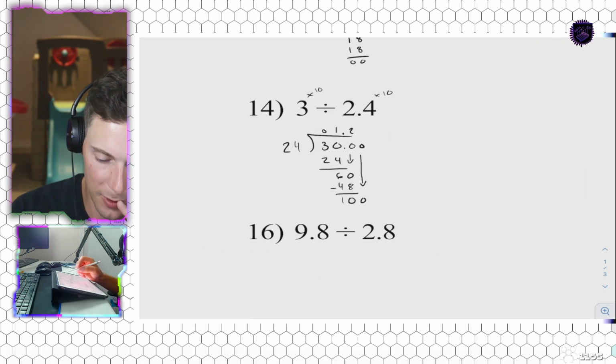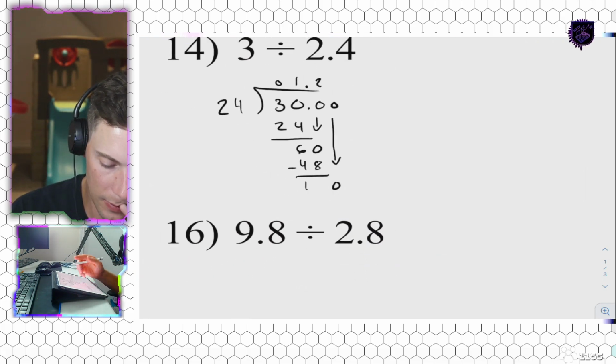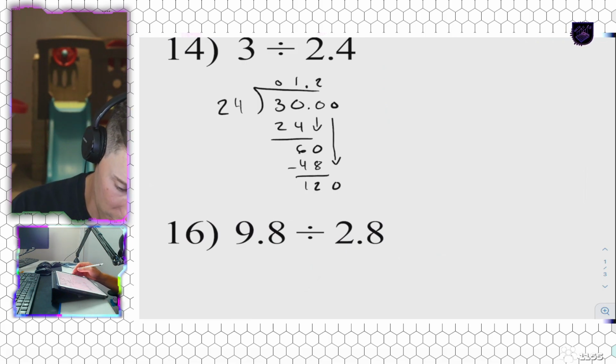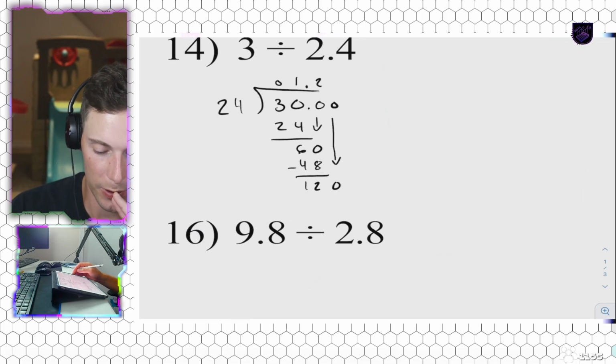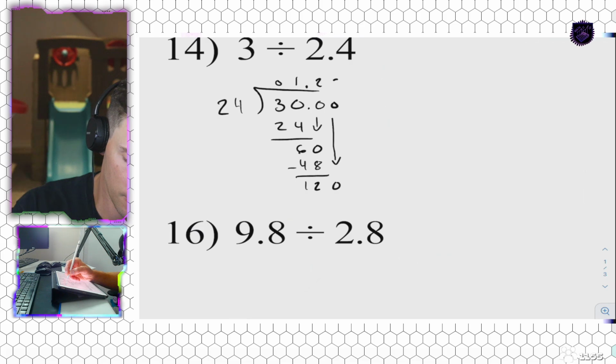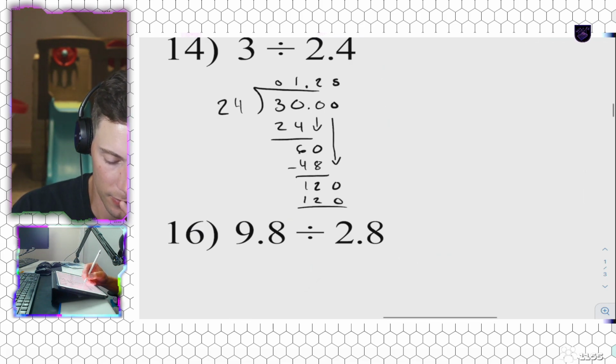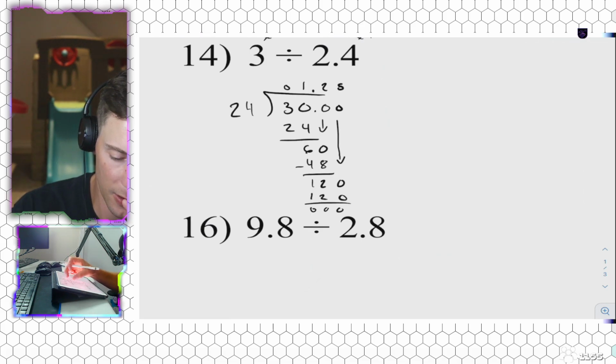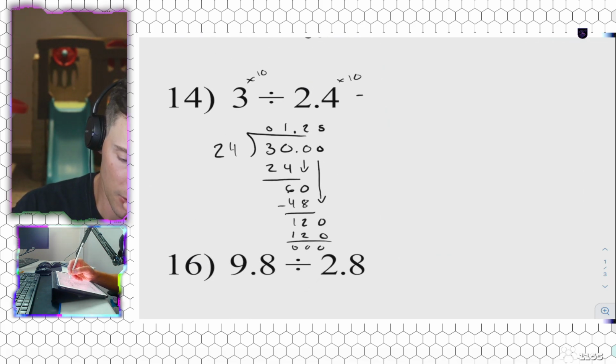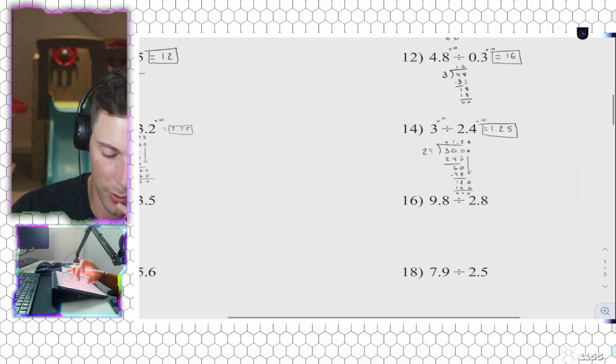Oh, I made a mistake here. That is not 10. It was a remainder of 12. 24 and 120. 24 times 5 is going to equal exactly 120, which will zero us out here. And our answer will be 1.25. Box our answer. Move on to question number 15.